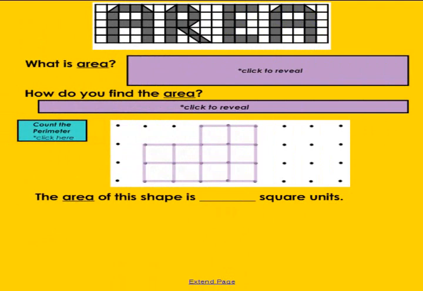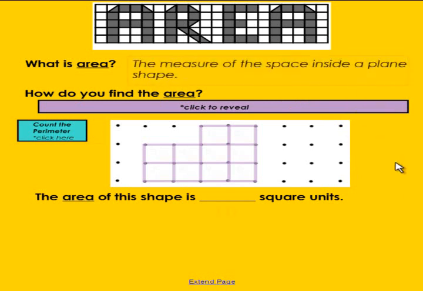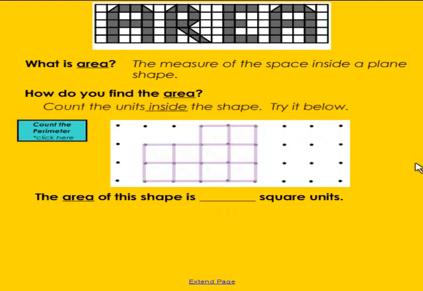In this video, let's first determine what is area. The measure of the space inside a plane shape. And how do you find the area? Count the units inside the shape. Let's count the ones below. We have 1, 2, 3, 4, 5, 6, 7, 8, 9, 10.